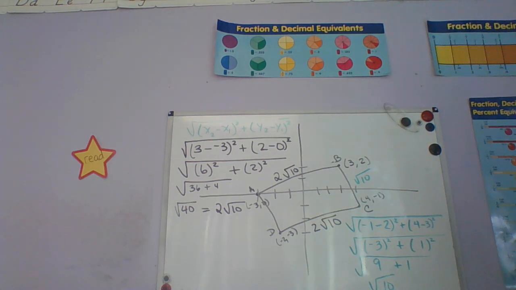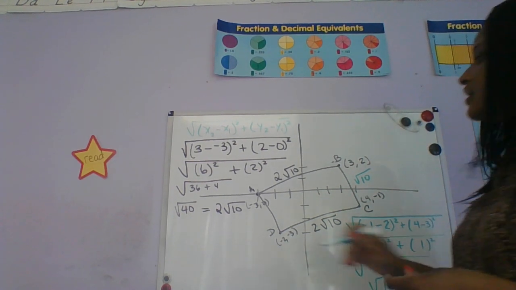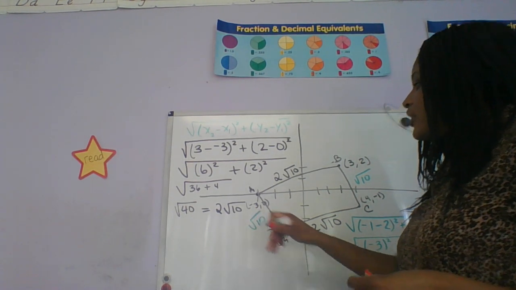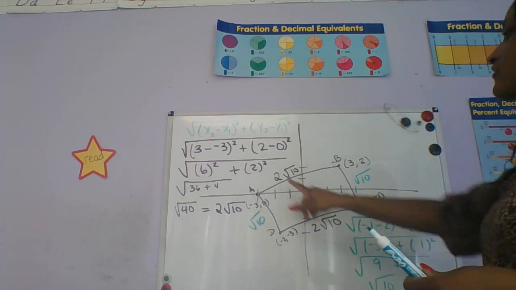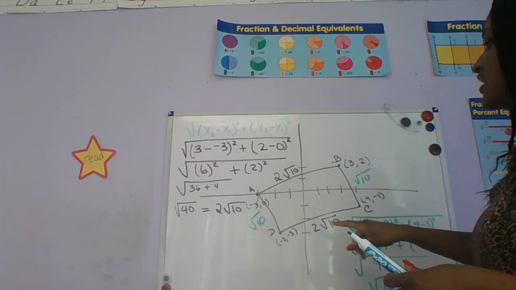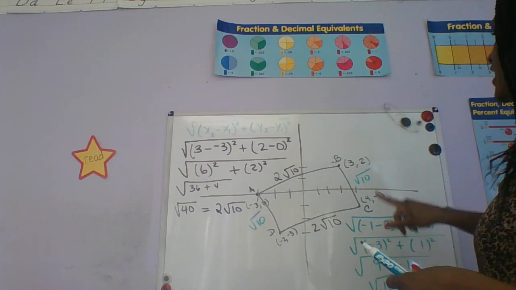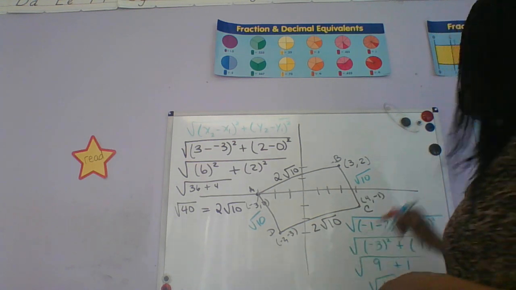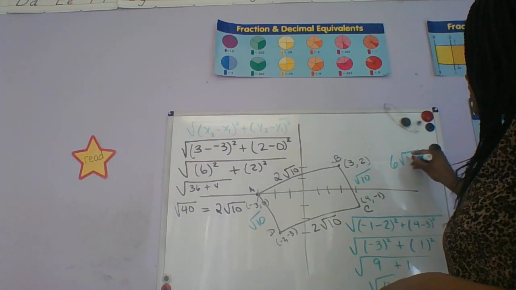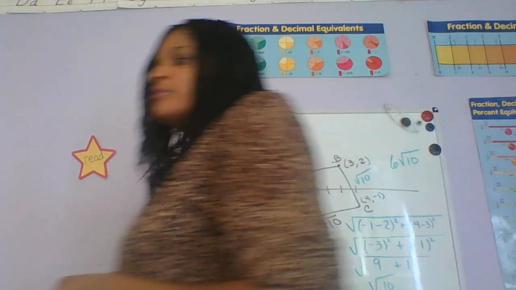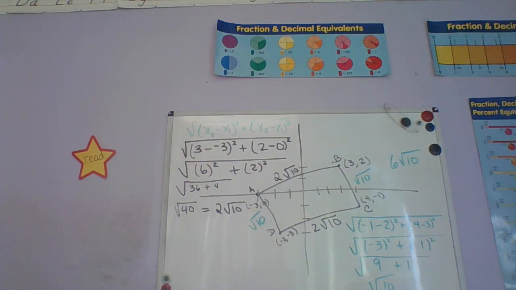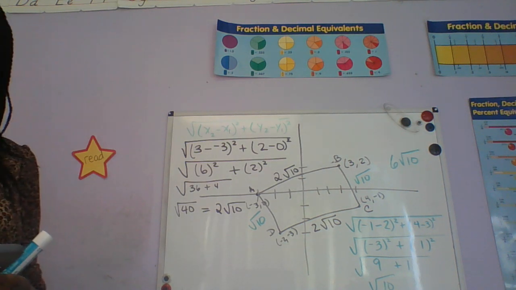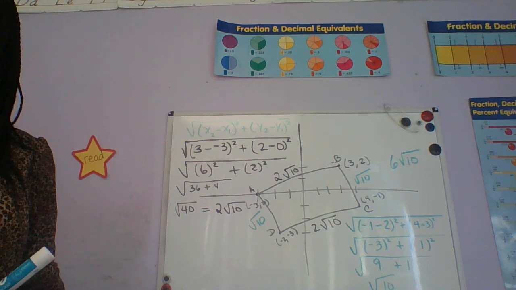Now, as we know, perimeter is just adding our sides. So we have 2 square root 10 plus 4 square root 10 plus 5 square root 10 plus 6 square root 10. So the perimeter of this is 6 square root 10. Now, how about if we wanted to find the area of it? I will give you a minute to pause and find the area of this.